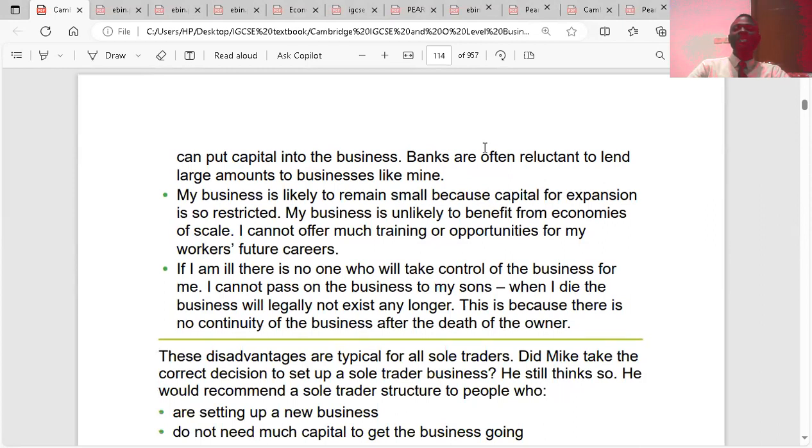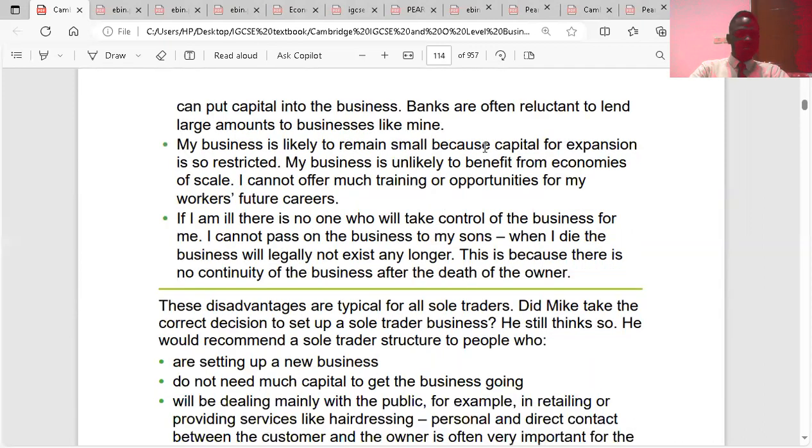My business is likely to remain small because capital for expansion is so restricted. My business is unlikely to benefit from economies of scale. I cannot offer much training opportunities for my workers, future careers. So another problem about sole traders is that they lack economies of scale. Why? They cannot exploit economies of scale because they operate on a smaller scale. Do you understand? That makes them unable to exploit economies of scale. Is it clear? Yes. The next one.